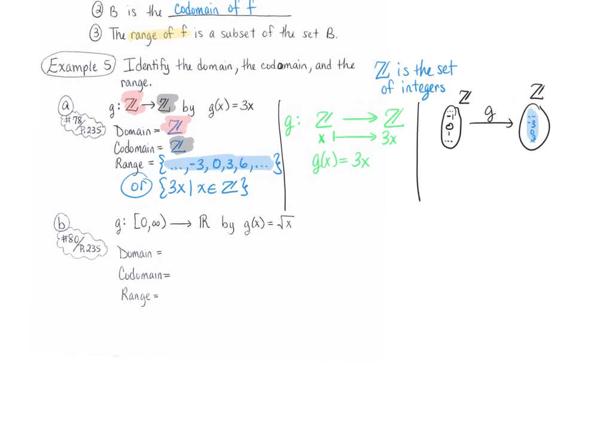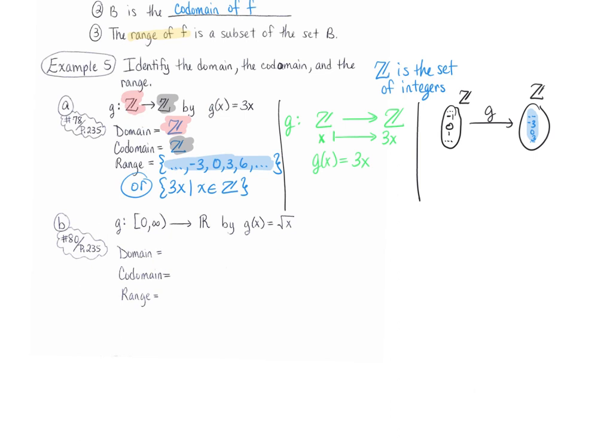In part B, G maps the interval 0 to infinity to the set of real numbers. Another way of saying this, all of these numbers in this interval are what? Positive. So it maps the positive numbers greater than or equal to 0 to the real numbers by defining it as g of x equals the square root of x.